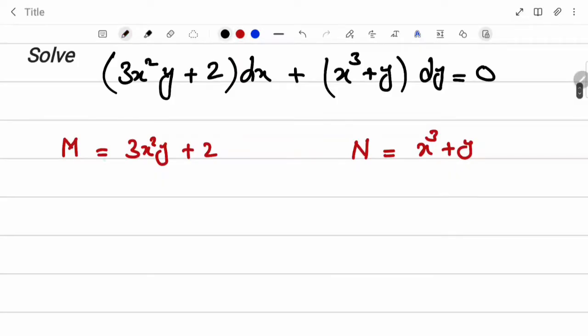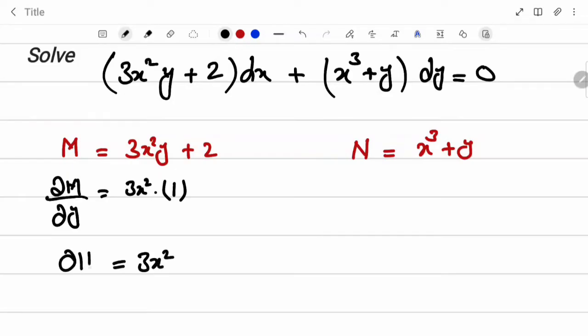Now what we need to do is take the partial derivative of M with respect to y, and the opposite for N. I hope everyone knows how to take partial derivatives. It is the derivative with respect to one variable where we consider the other variables as constants. So 3x squared remains there. The derivative of y is 1. The 2 is a constant, whether from the point of view of x or y, so we just ignore it. So 3x squared is the answer for the partial of M with respect to y.